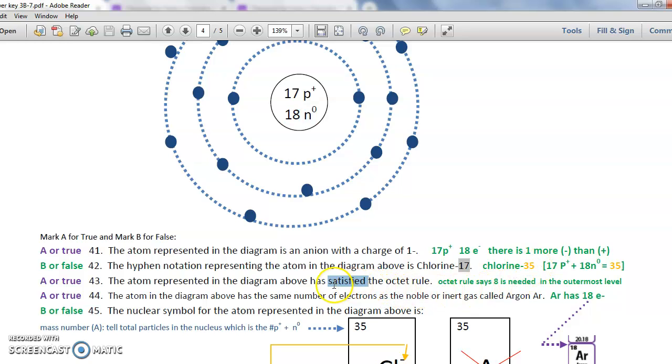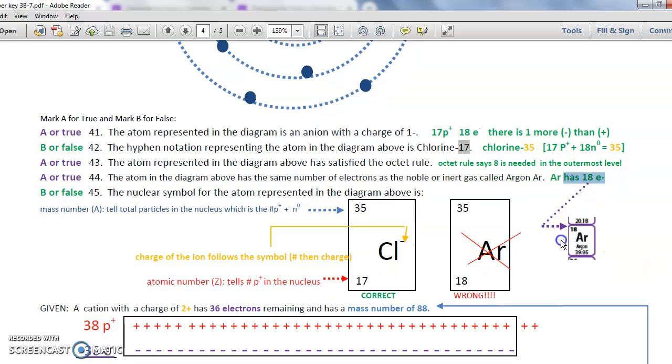We already did 43. It is satisfying the octet rule because it has 8 in the outermost level. The atom in the diagram above has the same number of electrons as argon. We already did that. Yes, argon has 18 electrons. There's the snapshot of argon right off the periodic table. It has 18 for its atomic number, so it has 18 protons, which means it has 18 electrons. And in the diagram they put 18 electrons. That's true. The nuclear symbol format for this thing is this thing right here, 35, 18, argon.